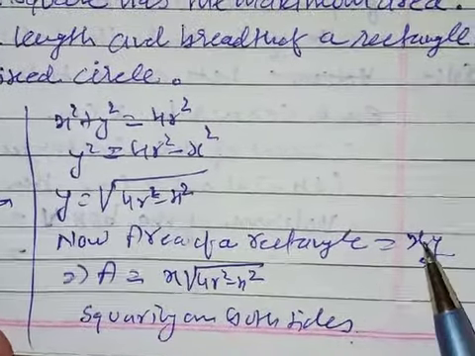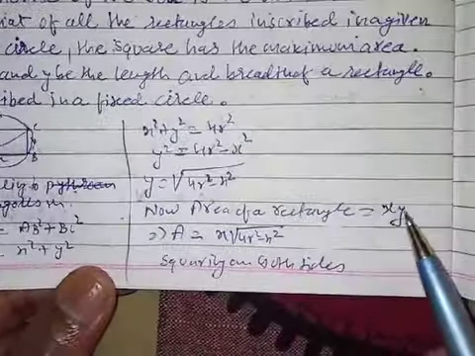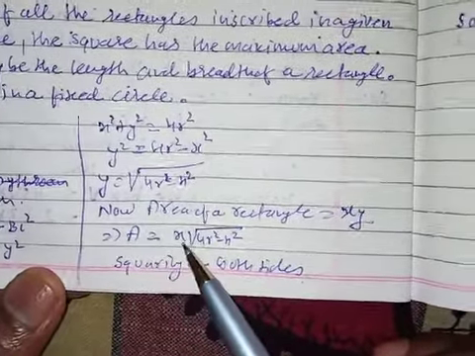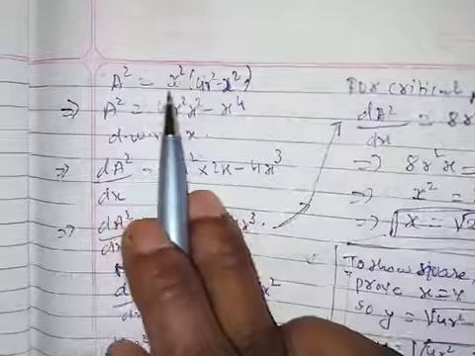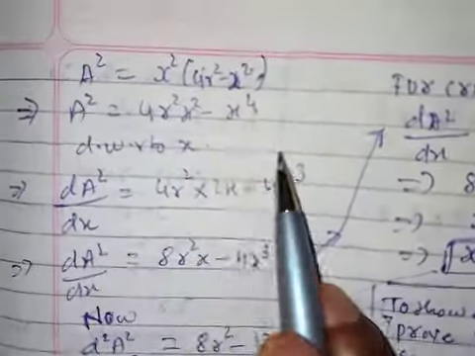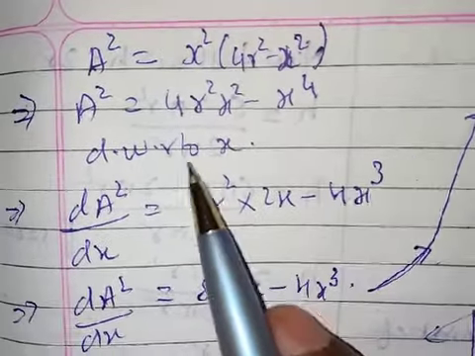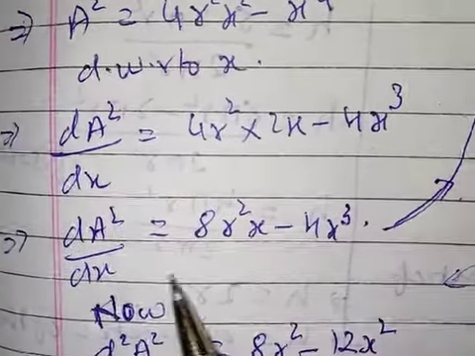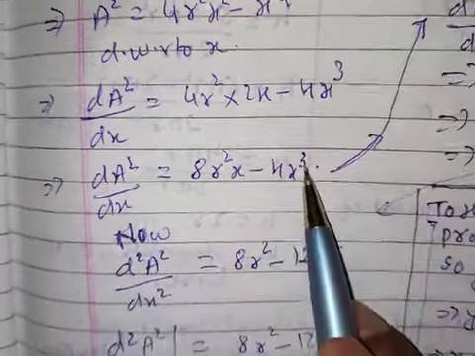As I told you, when there are two variables, we have to convert them into one variable. We must have the relation between them so that we can take the derivative easily. So A is equal to x into root 4r square minus x square. Squaring on both sides, we get A square is equal to x square into 4r square minus x square. So after simplification we get this expression. Now we take the derivative of it. So dA square by dx, we got this one. It is again simplified, so it is 8r square x minus 4x cube.